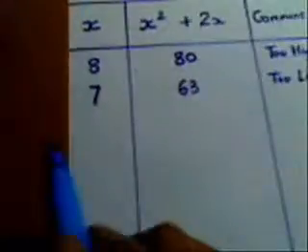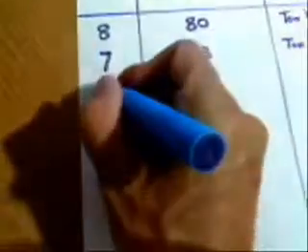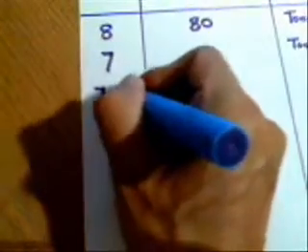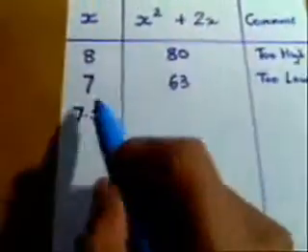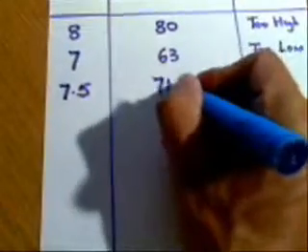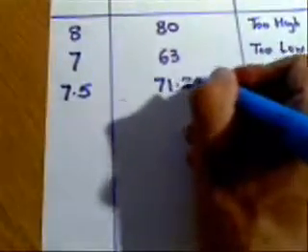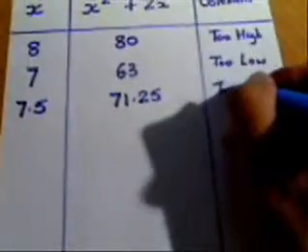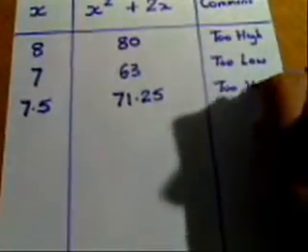So we now know the value of x lies somewhere between 7 and 8. So the next thing we're going to do is go in the middle. Let's take 7.5, and this is definitely where you do need your calculator. So we're going to use the value of x being 7.5 and substitute it into that expression. And using your calculator, that should give you 71.25. Now once again, that answer is too high.